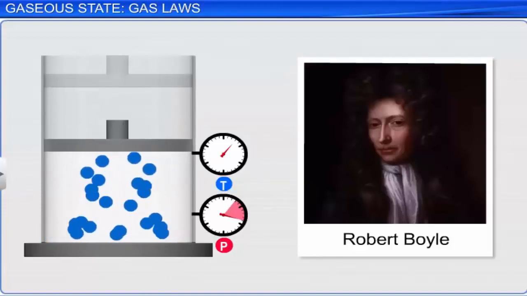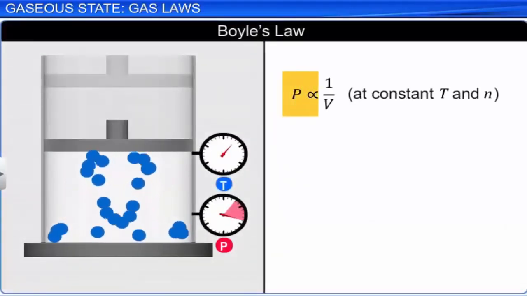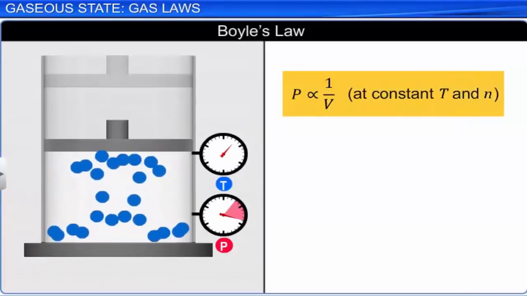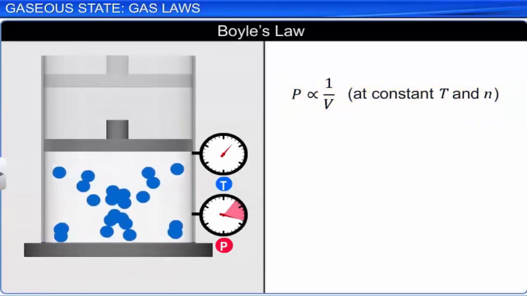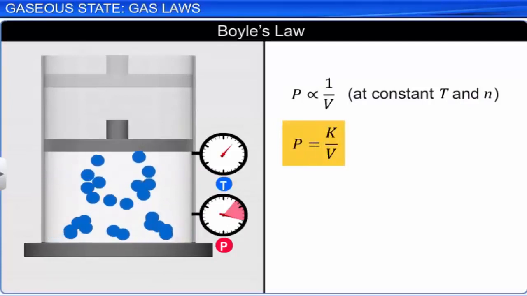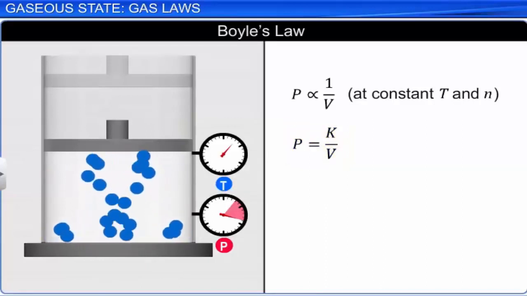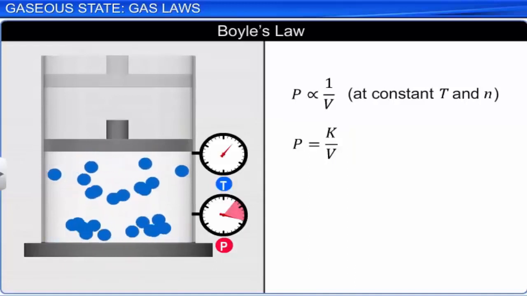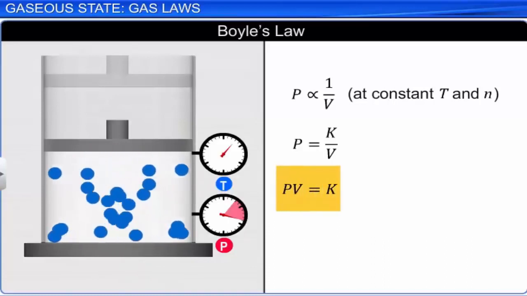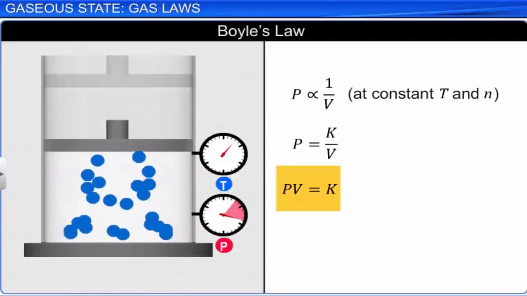Mathematically, Boyle's law can be written as P is inversely proportional to V at constant temperature T and number of moles of the gas n. Or P is equal to k by V, where k is a proportionality constant, whose value depends on the temperature and number of moles of the gas. On rearranging the equation, we get PV is equal to k. Or, in other words, at constant temperature, the product of pressure and volume of a fixed amount of gas is constant.